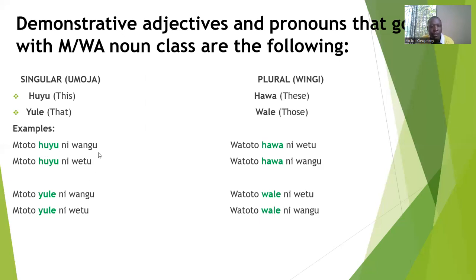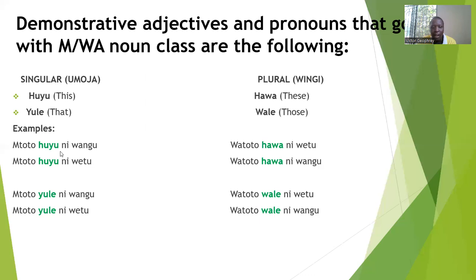Let's see an example. Mtoto huyu ni wangu. You see? Mtoto huyu ni wetu. Watoto hawa ni wetu. Watoto hawa ni wangu. Simple like that. You see hawa? We say watoto hawa because hawa is for plural. Mtoto huyu because it's one. Watoto hawa because in plural, you see?